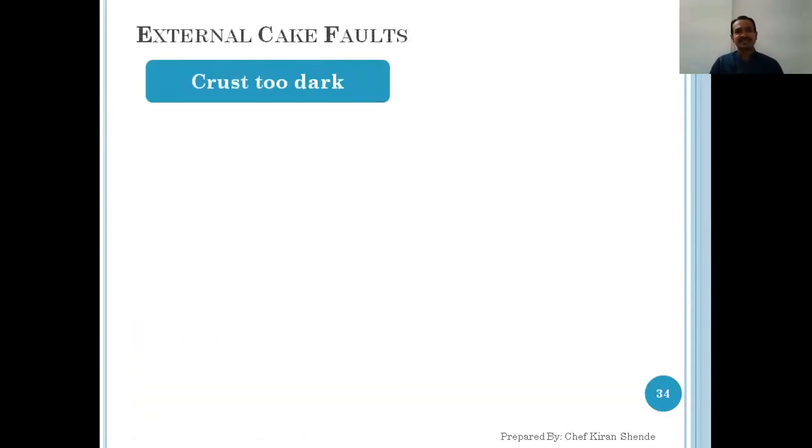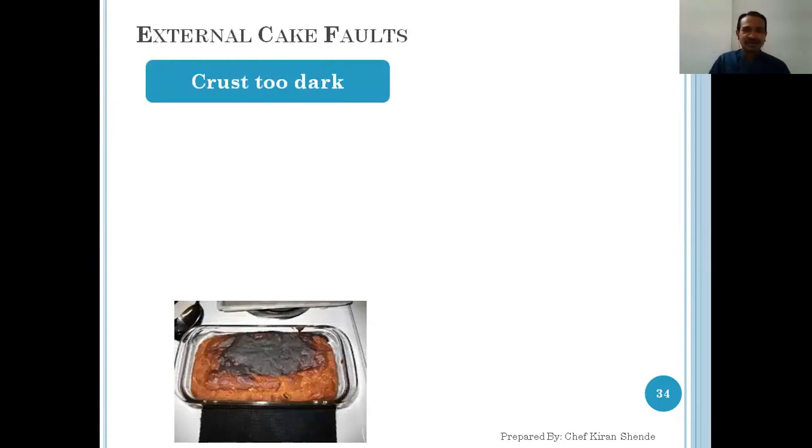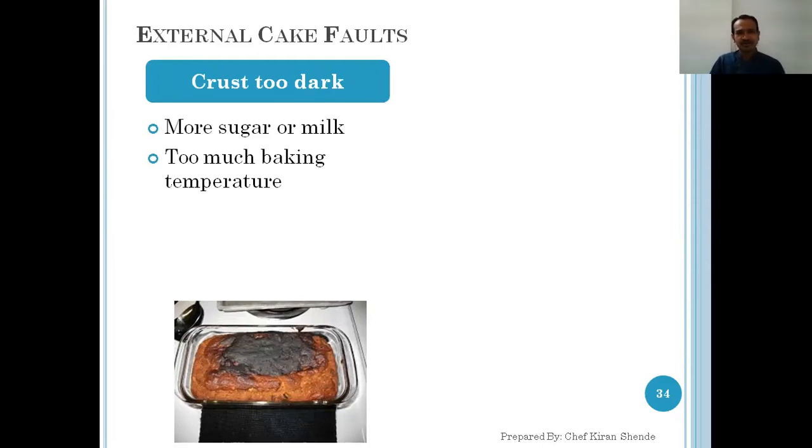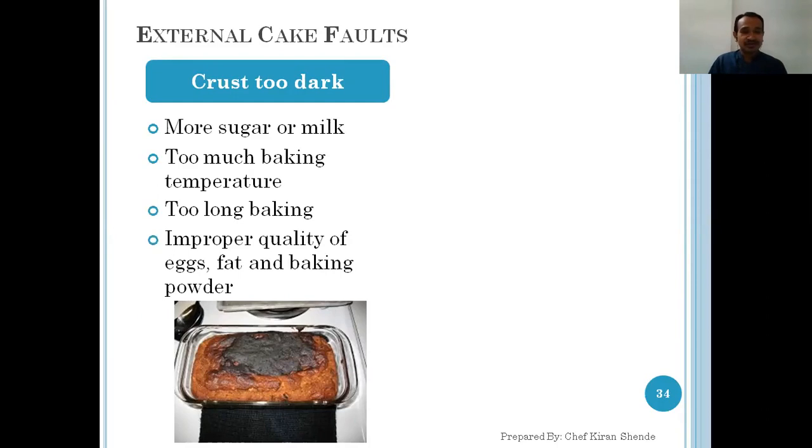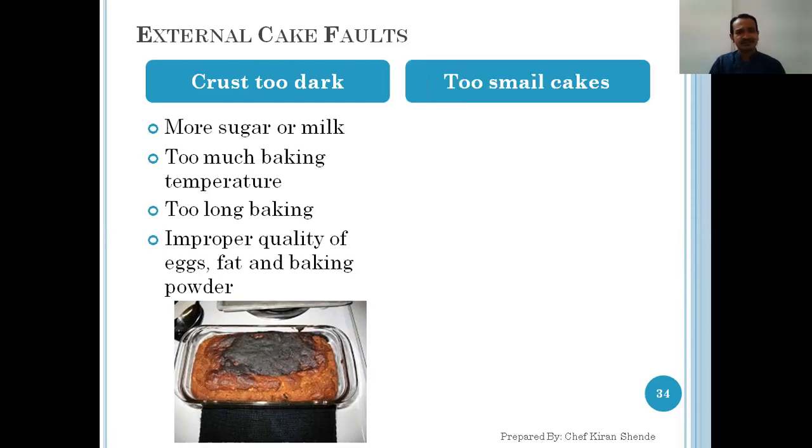External fault, basically, number one in that category is if the crust is too dark. And in the picture you can see, only the crust is very dark. So what could be the probable reasons for it? You must have used more sugar or more milk, or too much baking temperature is applied on the cake from the top, or too long a baking time, or if the quality of ingredients is not correct, so that results in a darker crust.